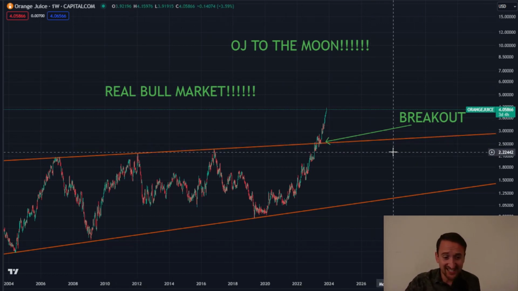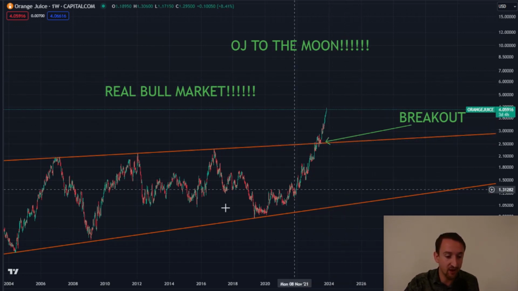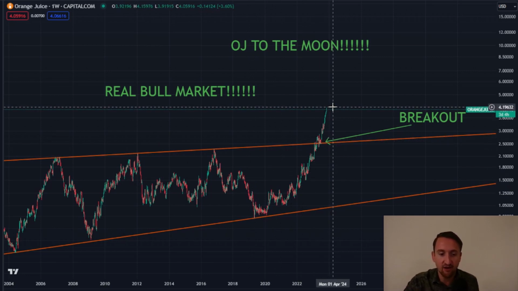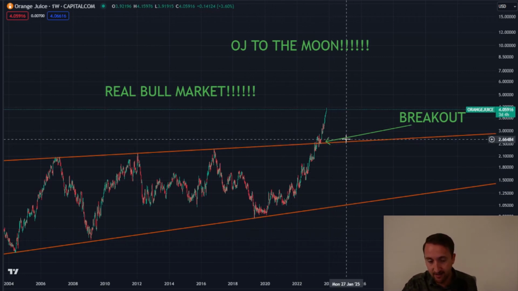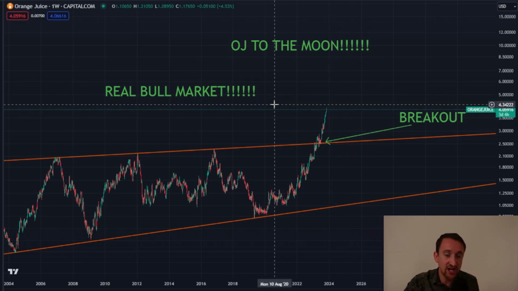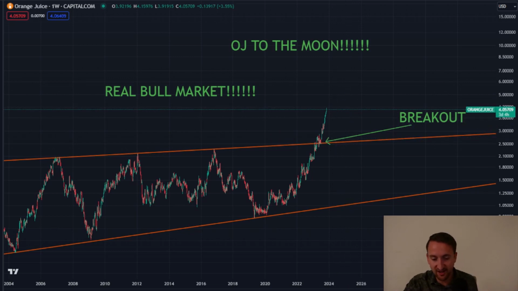Okay, ascending wedge breakout to the north on the multi-year ascending wedge on orange juice, and this thing is absolutely rocketing to new all-time highs now. This is what a bull market really looks like, guys. So if you're wondering if Bitcoin's in a bull market, no, this is what a bull market looks like. So orange juice, super bullish. If only we had bought an orange orchard, we would be laughing right now in this bear market, in my opinion.